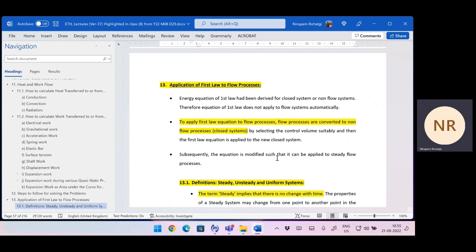So the flow system, in which you get continuous work, is the heart of your mechanical engineering engines, you can say, at least thermal engines. So correlate this topic with that. It is simple, there is no such difficulty.